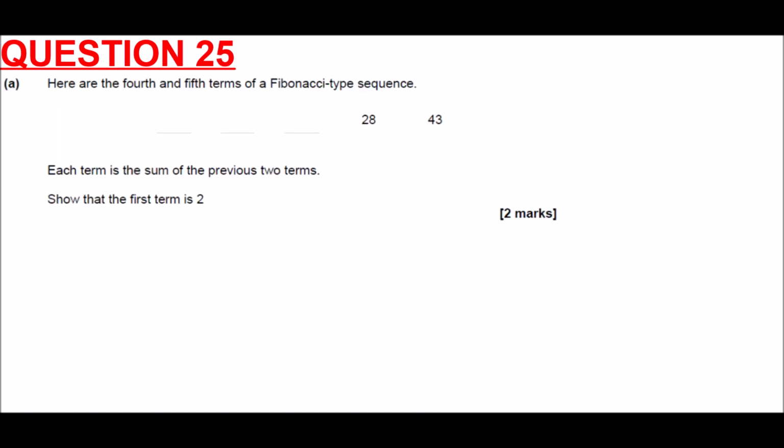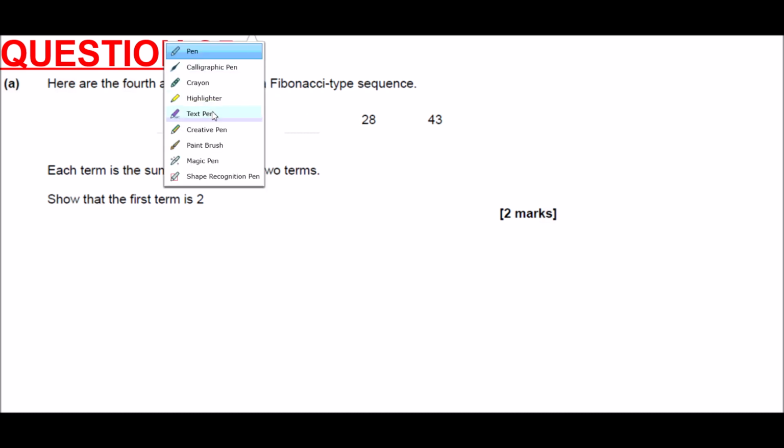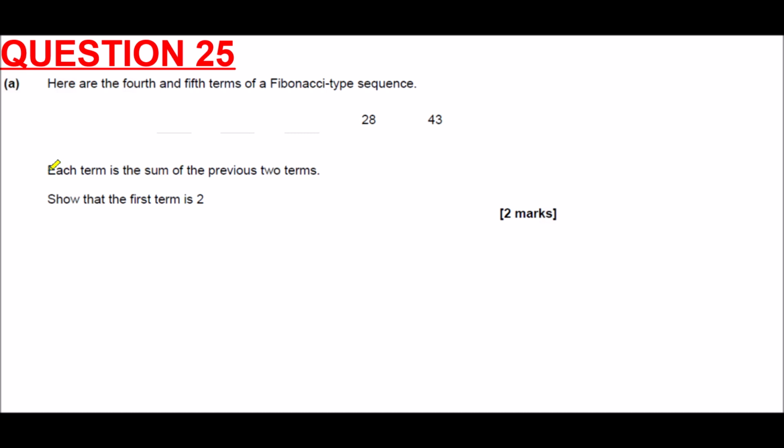Question 25. We've got a Fibonacci type sequence, and fortunately we're told what it means for a sequence to be a Fibonacci type sequence. We're told here each term is the sum of the previous two terms. You might not be told that in the exam, so that is something you might well need to know in a test. And so each term is the sum of the previous two terms. And so just bear that in mind. That's what a Fibonacci sequence is. You add up the previous two numbers to get the next one.